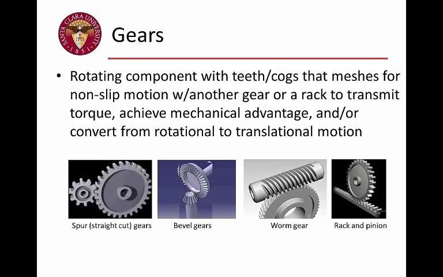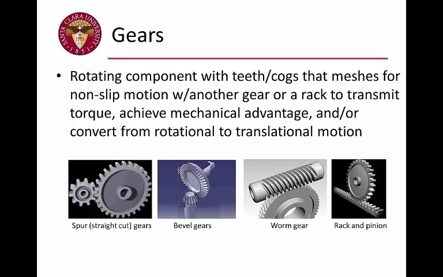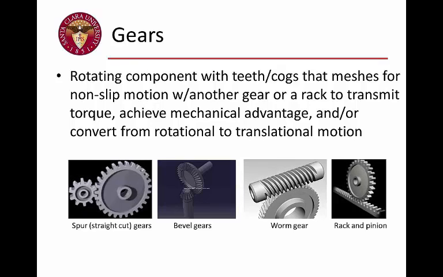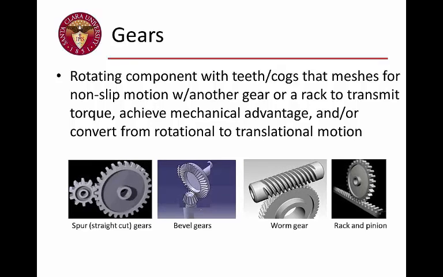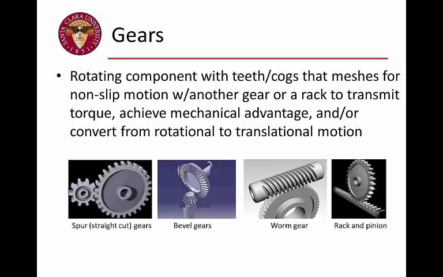You can see a bunch of different types of gears and geometries in the animations down at the bottom. That includes, on the far right, a rack and pinion arrangement, which is, as you can see, a way to convert between rotational to translational motion.